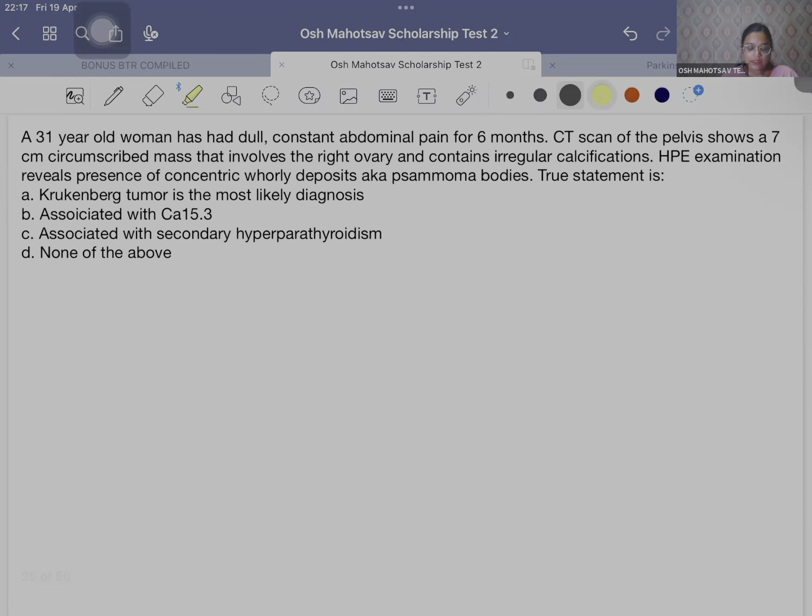And then next is a 31-year-old woman who has dull, constant abdominal pain for 6 months. CT scan of the pelvis shows a 7 centimeter mass involving the right ovary and containing irregular calcification. Histopath examination shows concentric whorled deposits, also called psammoma bodies. Okay, so these psammoma bodies, if you know, we can find in papillary carcinoma of thyroid, papillary carcinoma of all the body, serous cystadenoma of ovary.